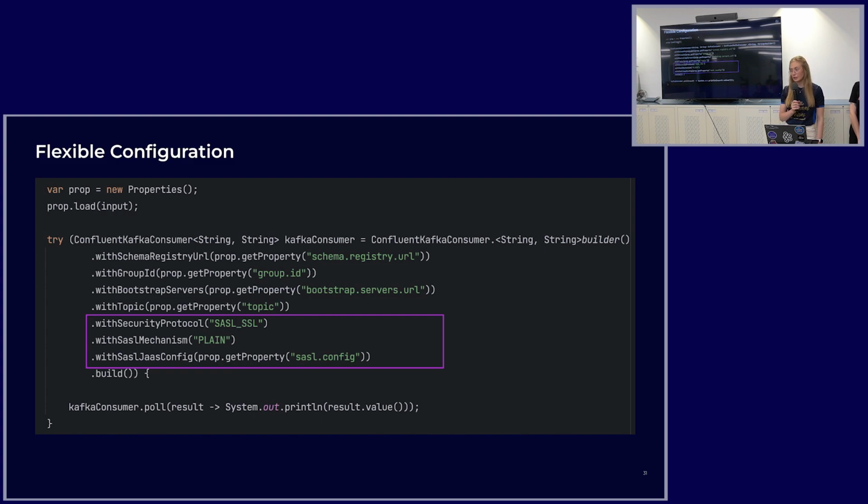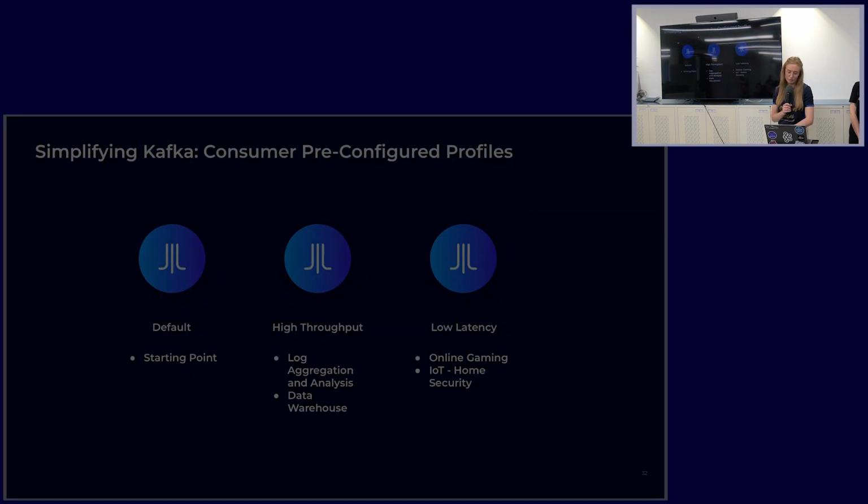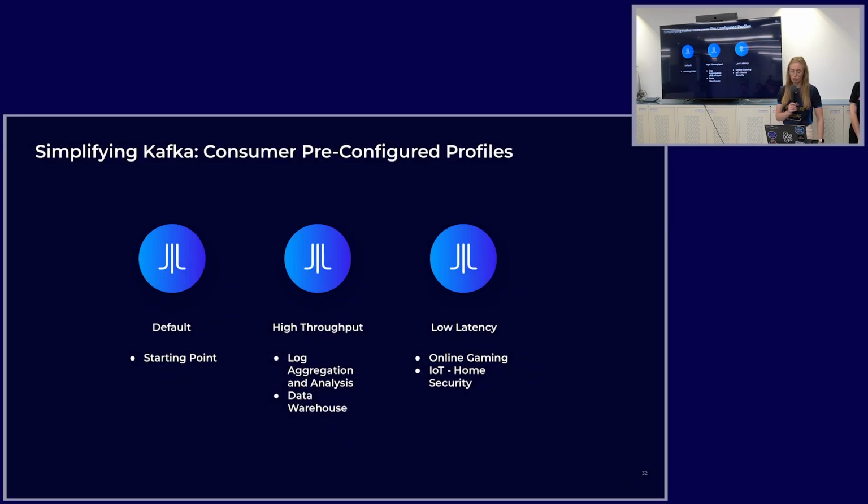Again, the configuration is completely flexible, just like the producer. It's up to you what configuration you want to give it, but it's not set. Again, you can pass through additional properties. Just like the producer, we have our three profiles. We have default, high throughput, and low latency. Again, default is just your starting point.